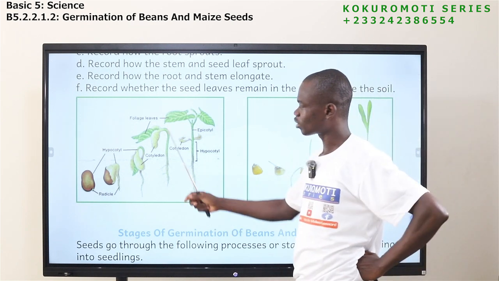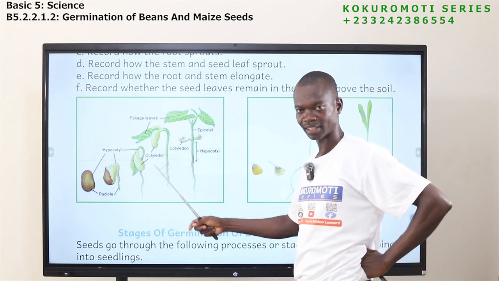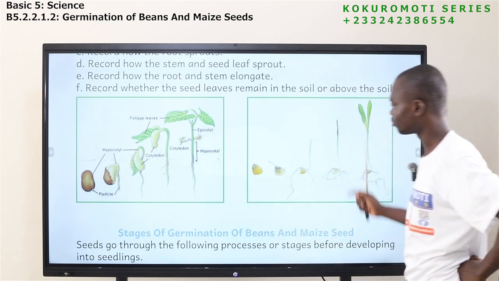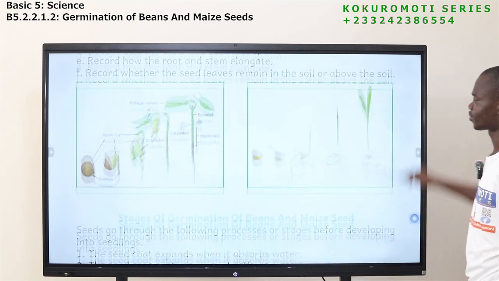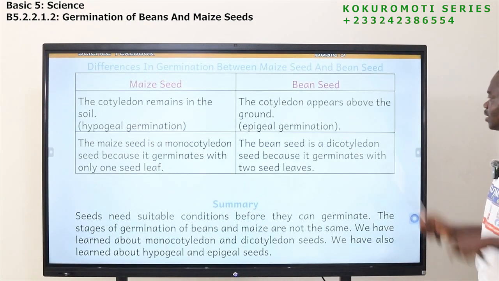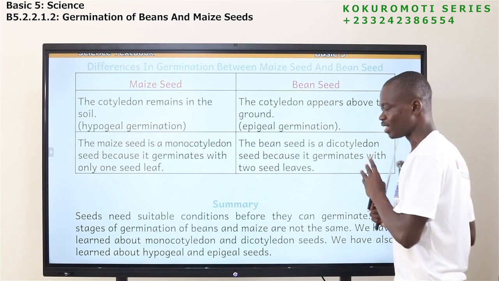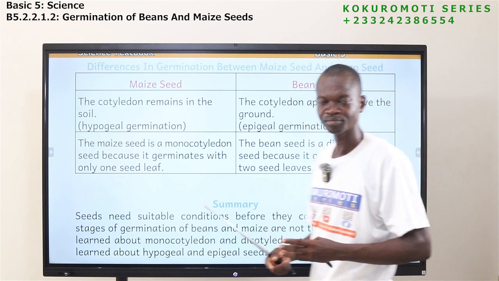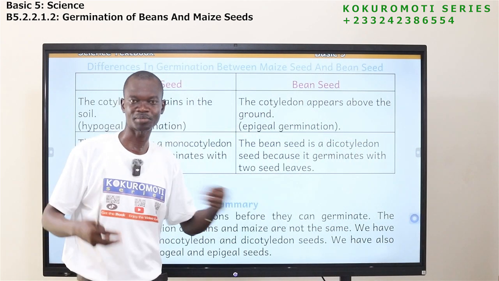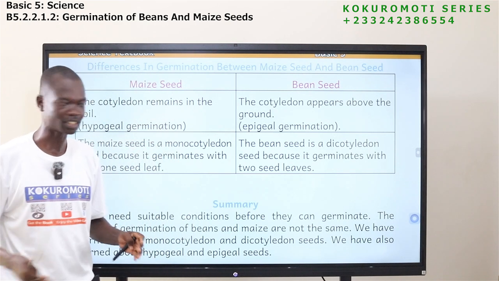This, it comes out with two leaves. That's why we call it di. So two leaves means dicotyledon. One leaf is called monocotyledon. So here we have seen the difference. We have seen that beans and maize during germination, what happens is different. What happens to beans and what happens to maize are not the same.